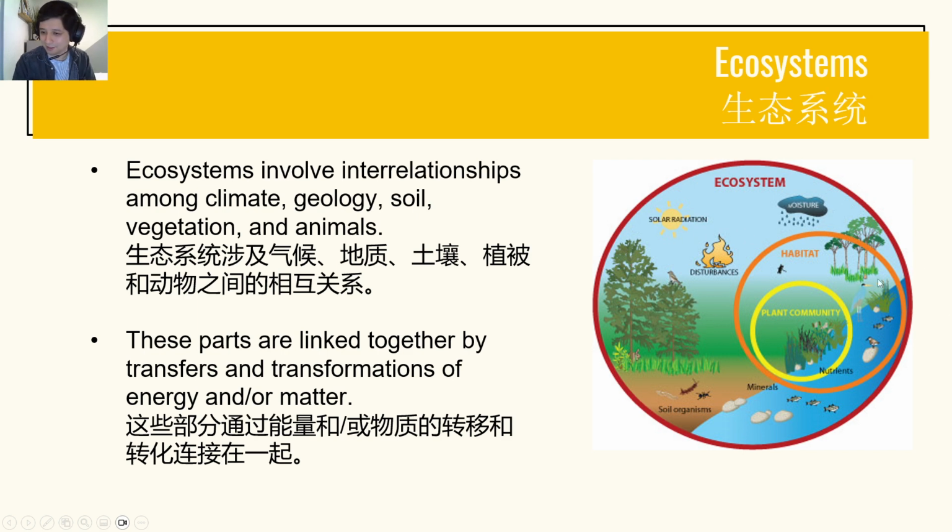Okay, so ecosystem, again, is this interplay or interrelationship between living and non-living things. We also have here habitat. You can think of the word habitat as like home. It's the home for an animal or a bug or whatever, right? So in this case, a tree can be both an ecosystem and a habitat, right?